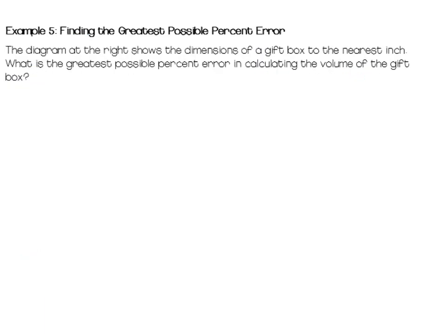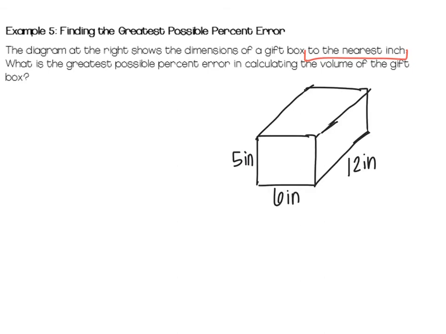Okay, greatest possible percent error. The diagram at the right shows the dimensions of a gift box. I have to show that for you. To the nearest inch, what is the greatest possible percent error in calculating the volume of the gift box? So I've drawn the box for you. Your dimensions are height is 5 inches, width is 6 inches, and length is 12 inches.